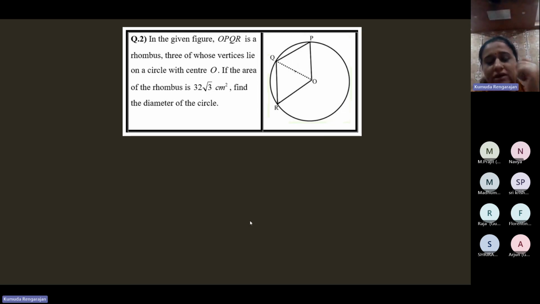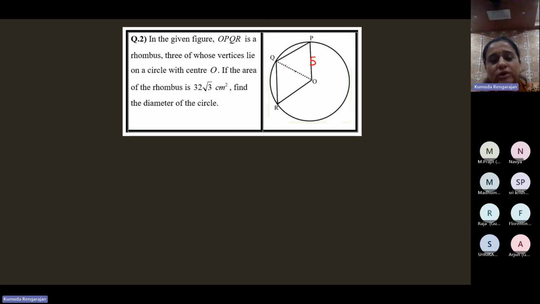Now, what is OP for the circle? Radius. What is OP for the rhombus? Side. But we understood that all the sides are equal, right? In a rhombus, all the sides are equal. So if OP is a radius, supposing 5, we'll just say OP is 5.